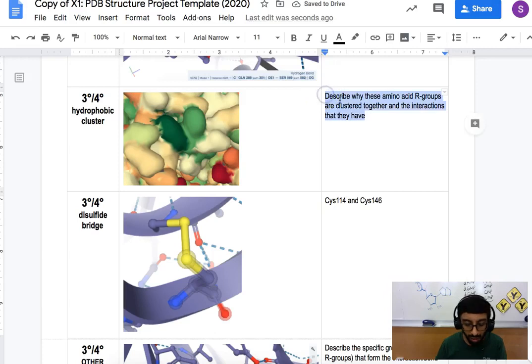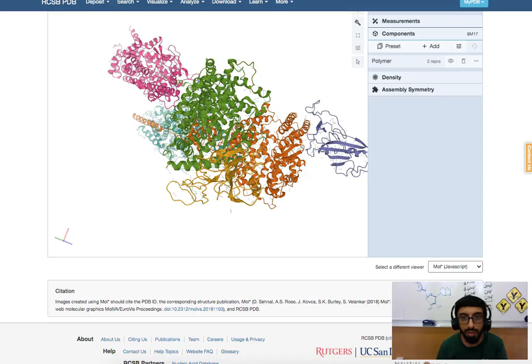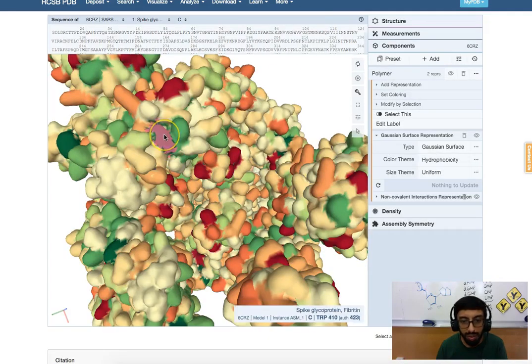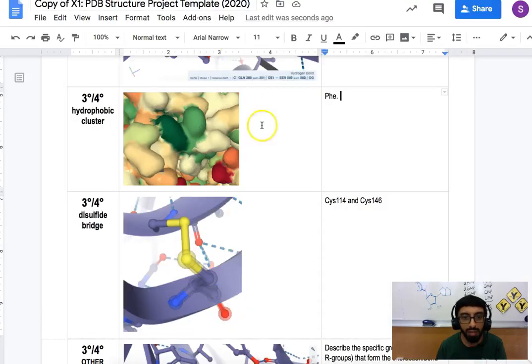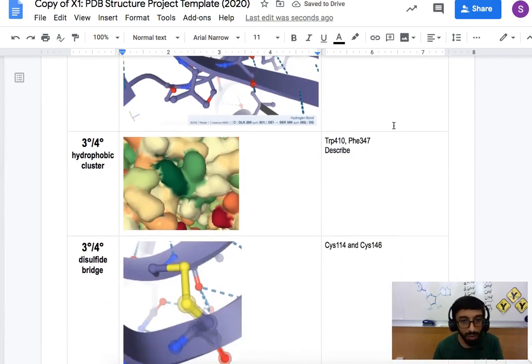And so here, I'll list the amino acids. And so there were some phenylalanines. Let's get back to where it was. There is tryptophan 410, phenylalanine 347, something like that. I would write those down and then transfer them in here. And again, describe why those are all bonding, or being stuck together in one location. Okay.